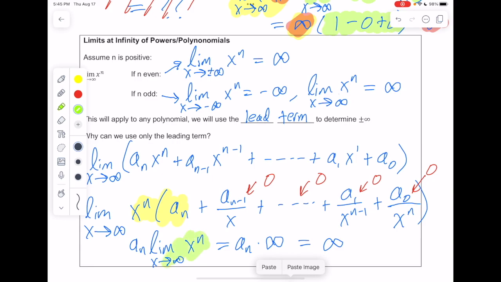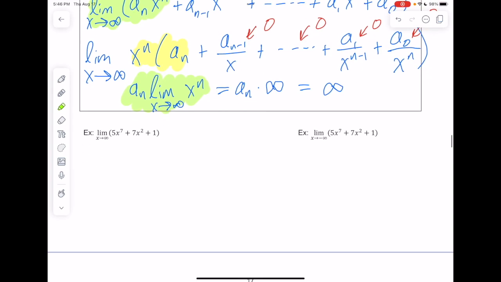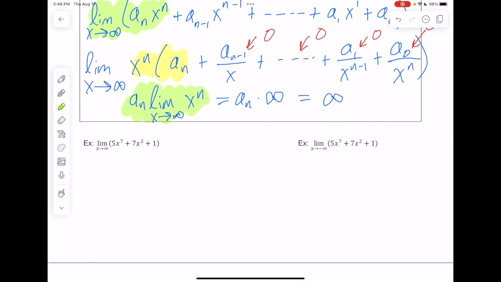This piece right here tells the whole story, however that turns out, and that piece just comes from right there. So from now on, when we look at polynomials and we're trying to look at the limit as x goes to infinity, instead of doing all this factoring stuff, which can be pretty messy to follow, we'll just be able to focus on the lead term and use that to answer the question. So let's look at some examples where we speed up the process by using that idea that it's the lead term that matters. So if I want to know what's the limit as x goes to infinity of 5x to the 7th plus 7x squared plus 1, it's just the lead term that matters.